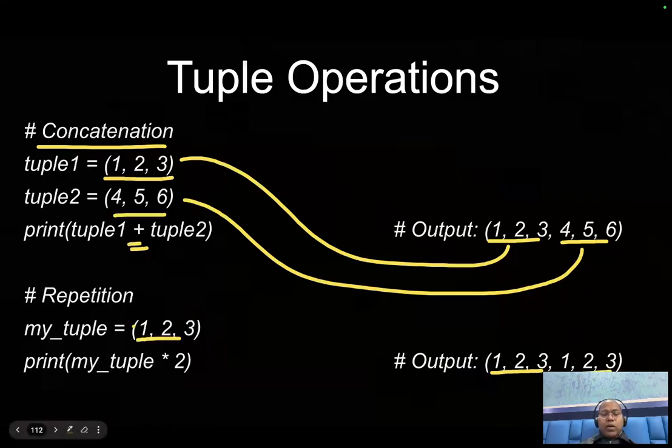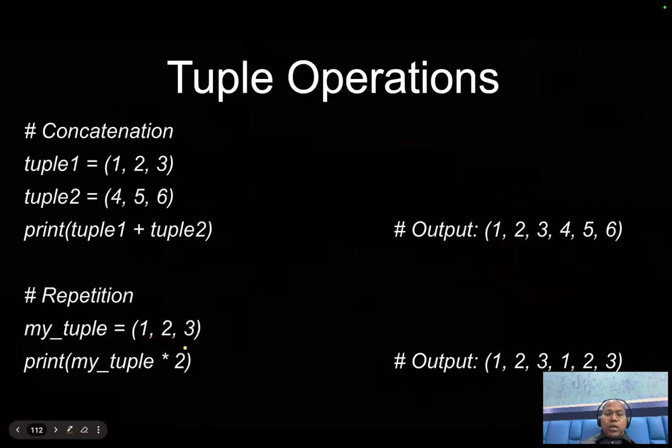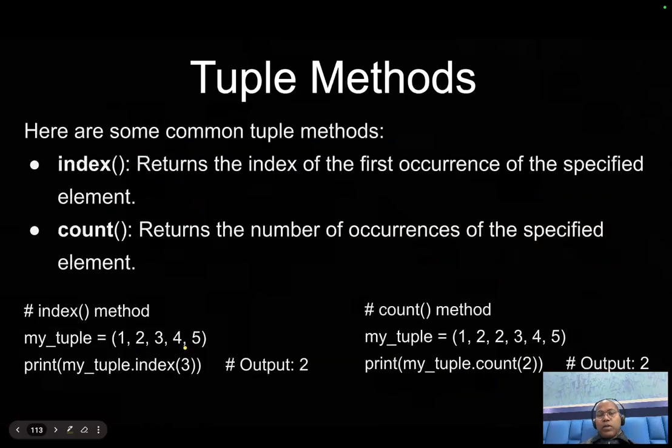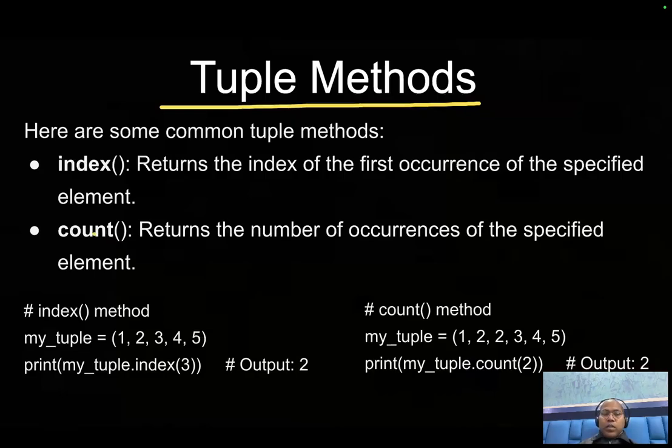Okay. So these are the operations you can perform on the tuple. Overall, tuples are immutable data structures, so you cannot use any additional methods to append, delete, or remove. They have only two operations you can do: index and count. Okay, so index and count.